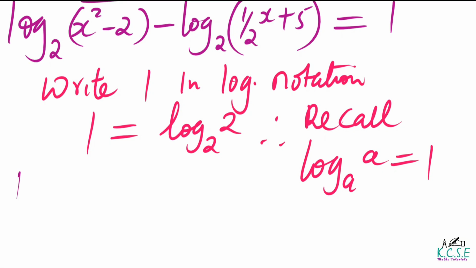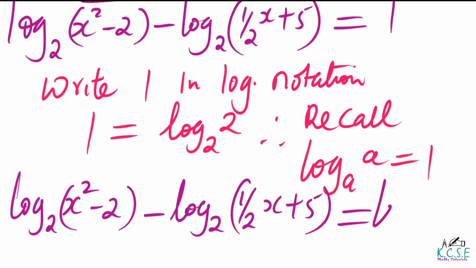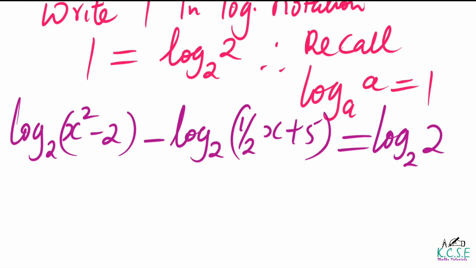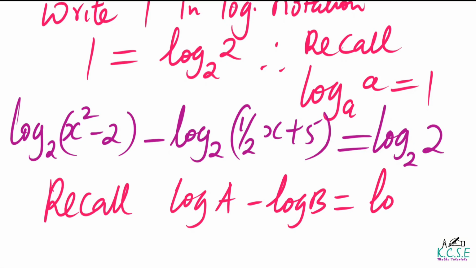This is x squared minus 2. Subtract logarithm base 2 of a half x plus 5, is equal to logarithm of 2 to the base of 2. Now once you've done that, also recall that logarithm of a minus logarithm of b is equal to logarithm of a divided by b.